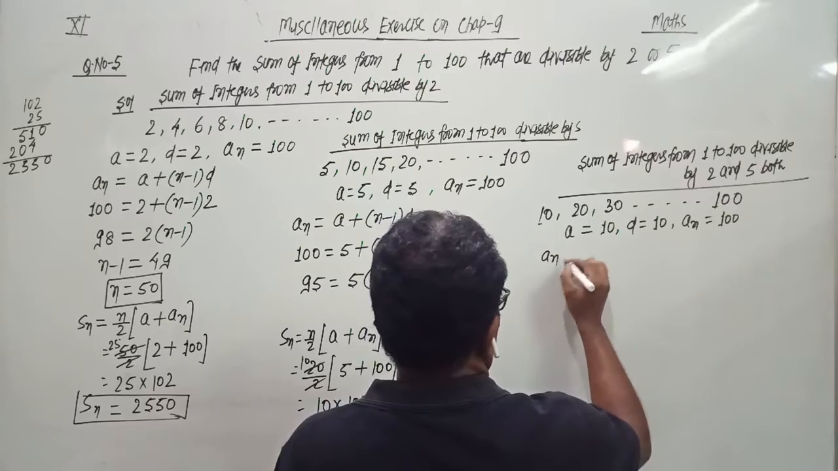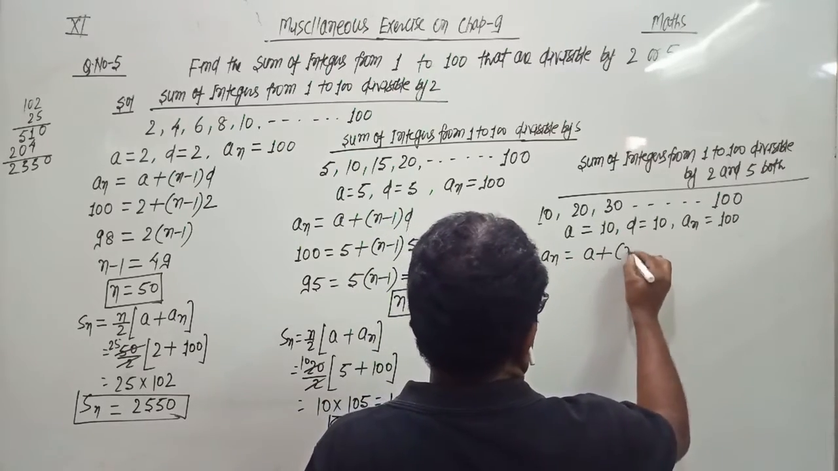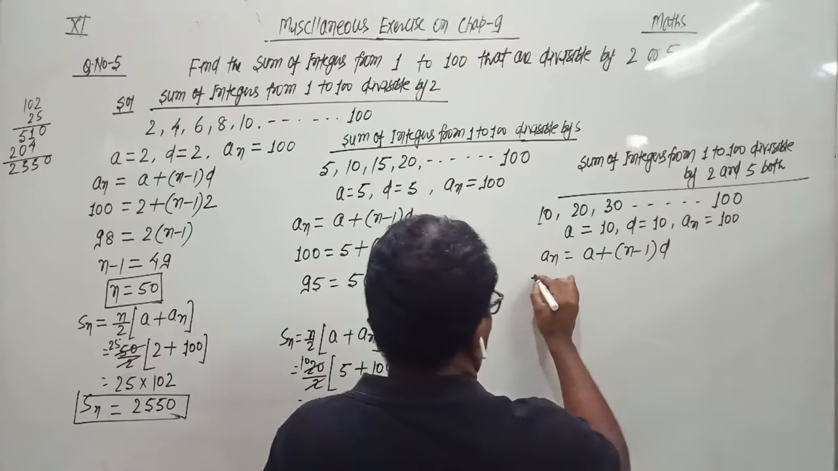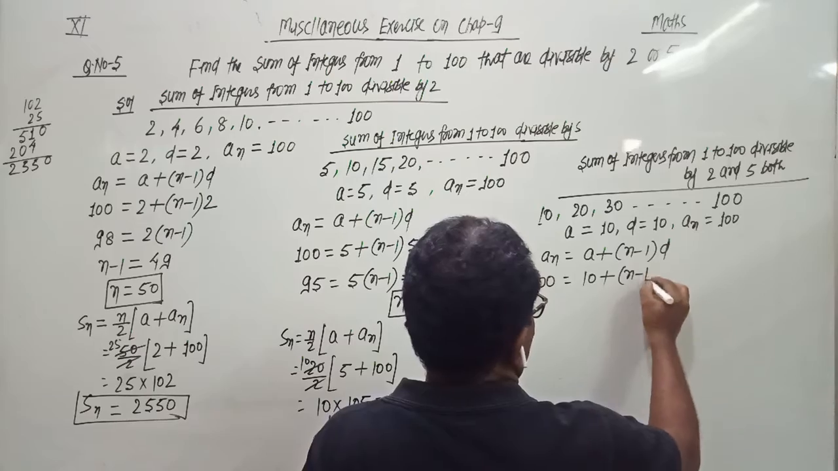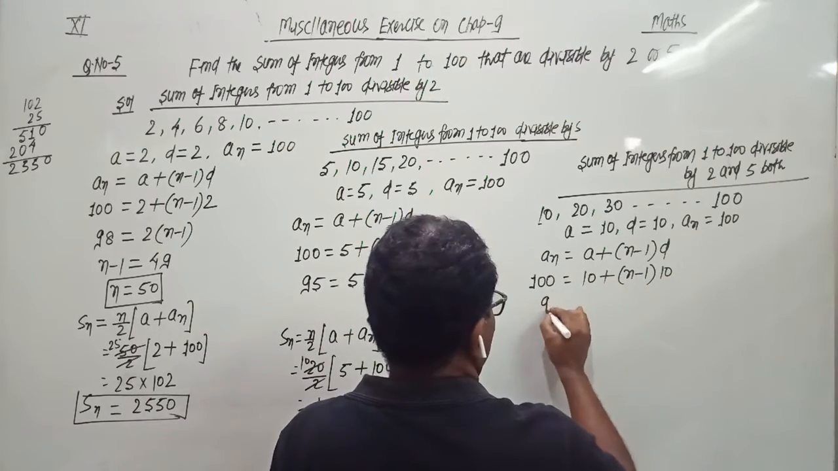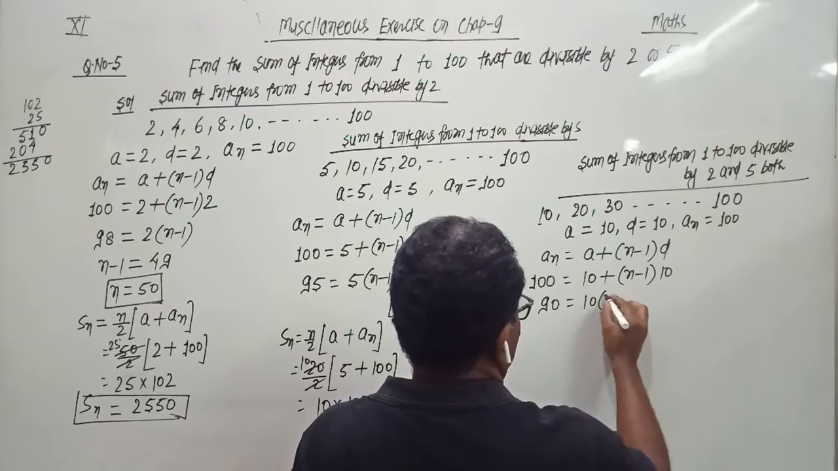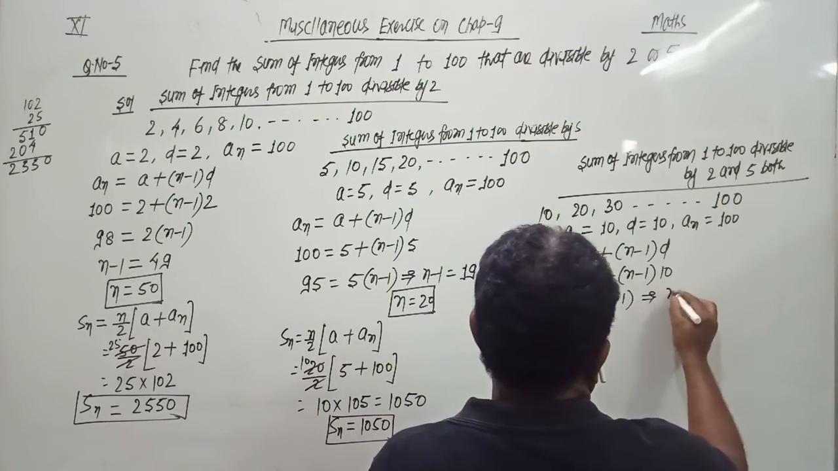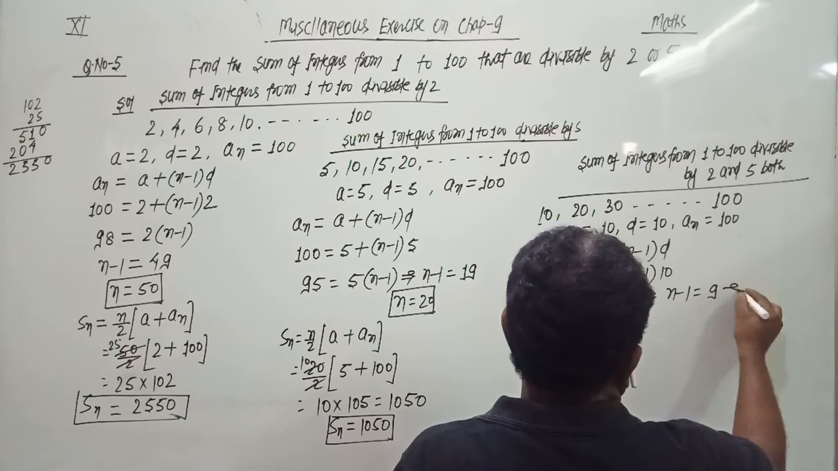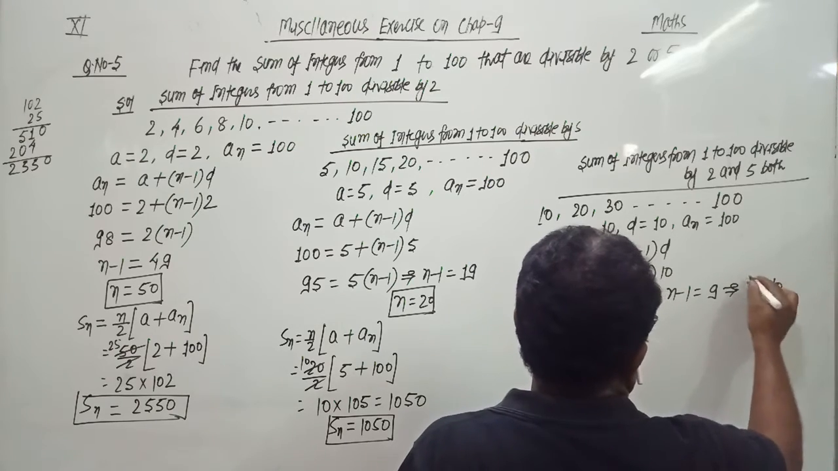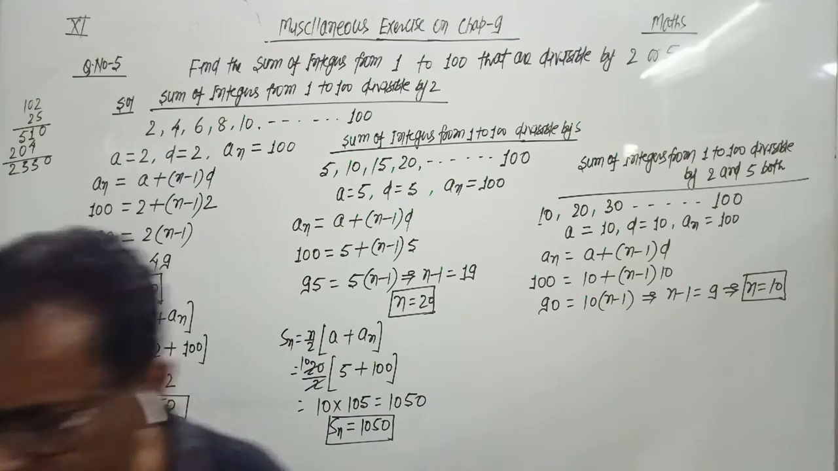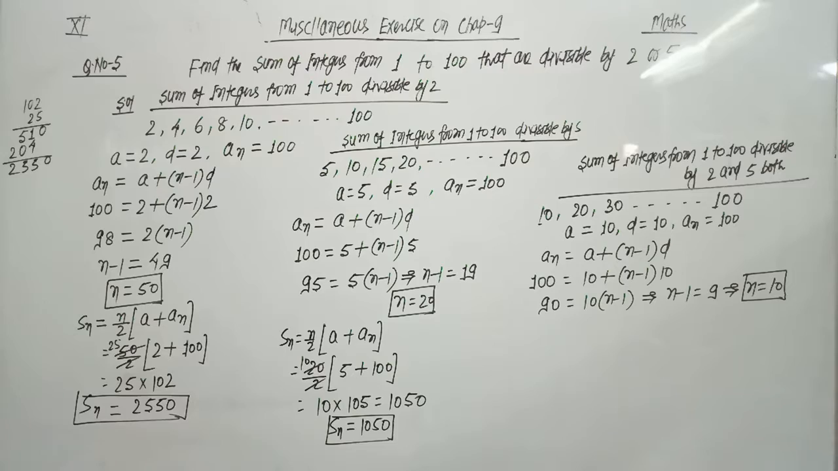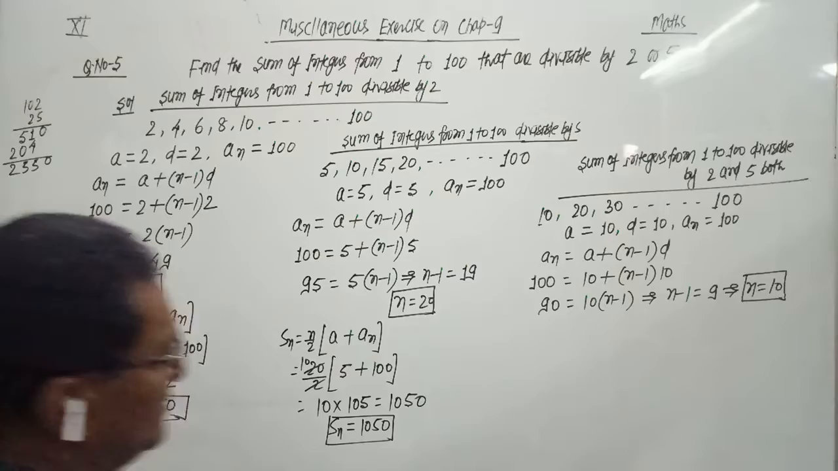So An equals A plus N minus 1 into D. 100 equals 10 plus N minus 1 into 10. This becomes 90 equals 10 into N minus 1. And the value of N minus 1 equals 9, and N equals 9 plus 1. So there are 10 such numbers from 1 to 100 that are divisible by both 2 and 5.